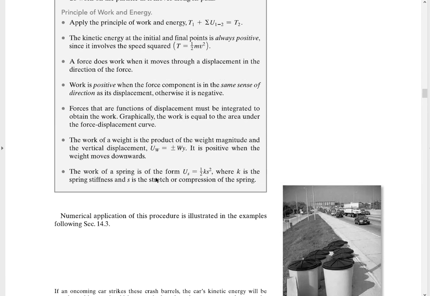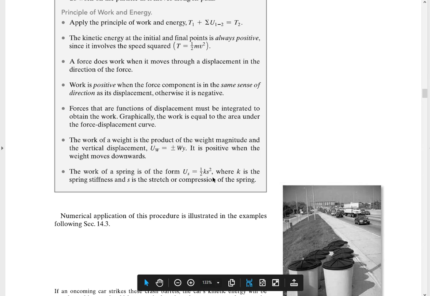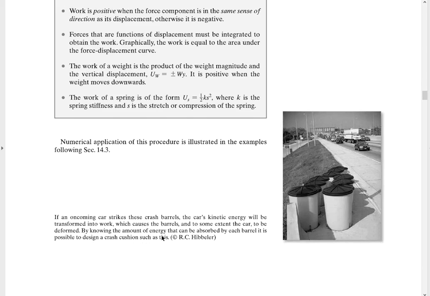And in the case of gravity, work would be W times the vertical displacement y. If the particle lowers its elevation, it will be positive work. If the particle increases its elevation, it's negative work. That's why there's the minus sign in an earlier equation. In the case of a spring, the work of a spring is 1 over 2 k times deflection squared, and deflection is measured from the unstretched shape or position of the spring.